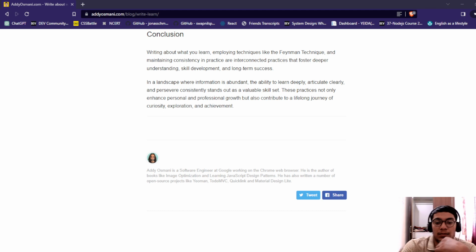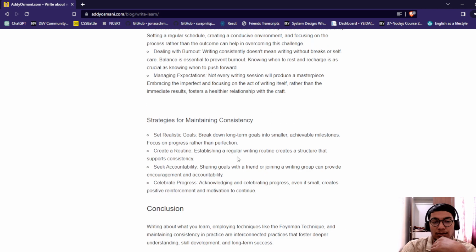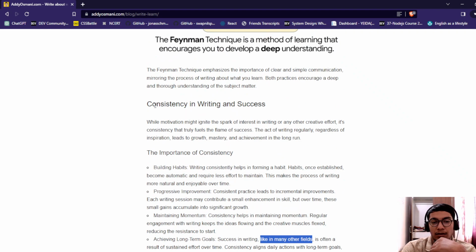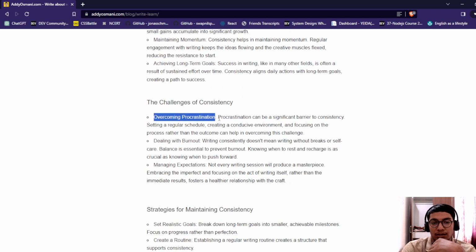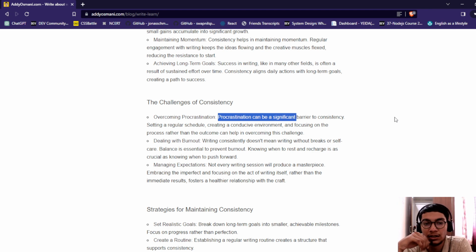Consistency. Let's read about consistency. What does it want to share through that topic? The importance of consistency, the challenge of consistency, overcoming procrastination. Procrastination can be a significant barrier in consistency. Setting a regular schedule, creating a conducive environment, and focusing on process rather than outcome can help you overcome challenges.